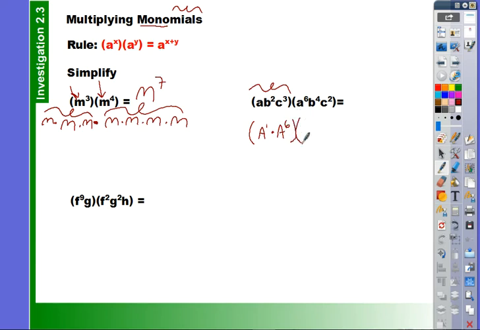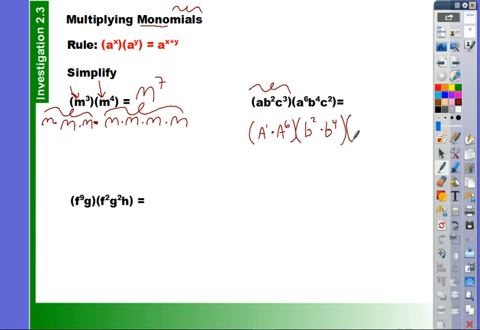What other terms have the same base? Yes, Rashid. B to the second and b to the fourth. So I'm going to multiply b to the 2nd times b to the 4th. And again, because of the commutative property of multiplication, I can reorder things and get the same answer. And that's what allows me to do this.